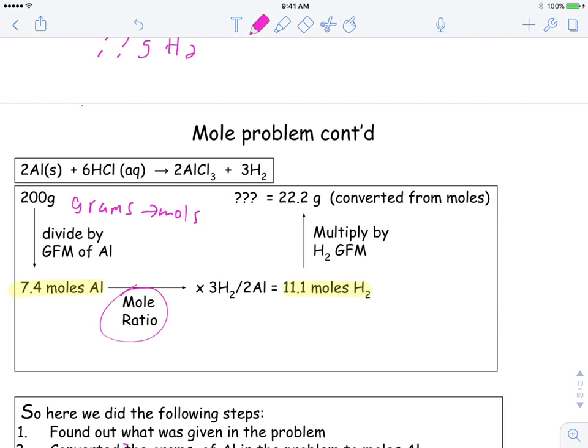And then my third step is to go back to the amount of grams. So I take the moles that I have of hydrogen, and now I multiply it by its gram formula mass, which is 2 grams per mole. And then that will bring me back to my amount of grams of hydrogen, and this would be H2 here. And so step 3 is to bring it back to whatever unit you want until you get your answer.